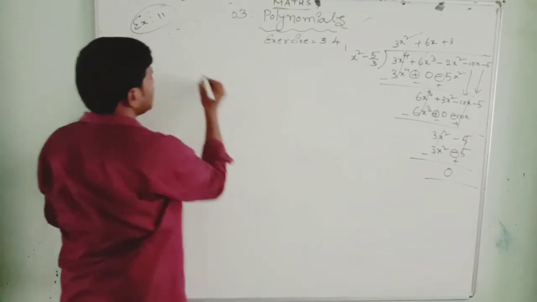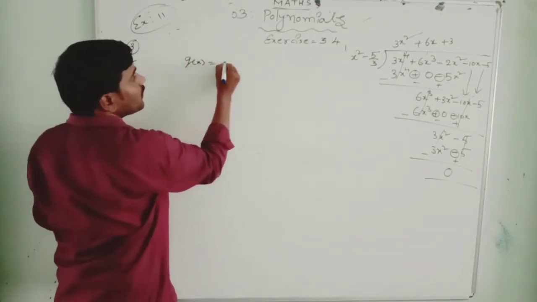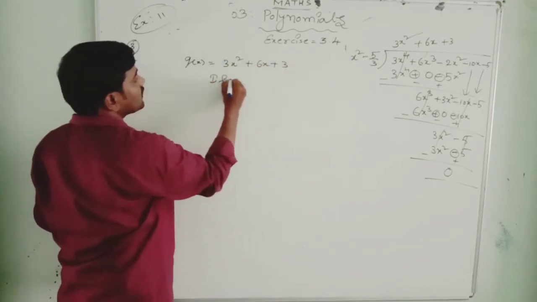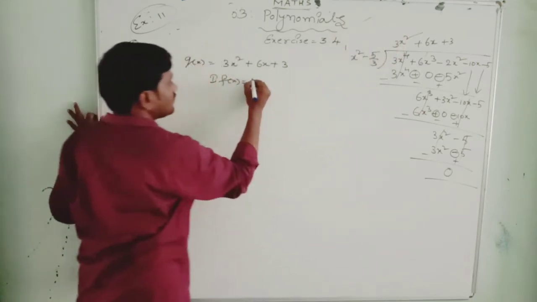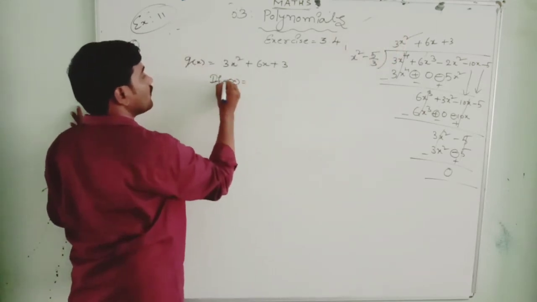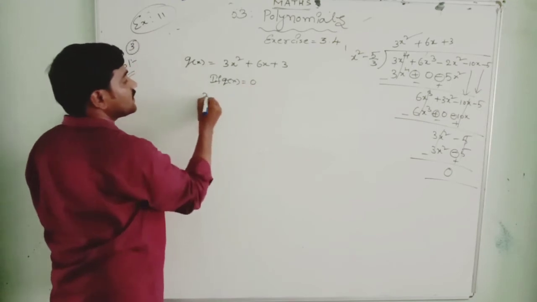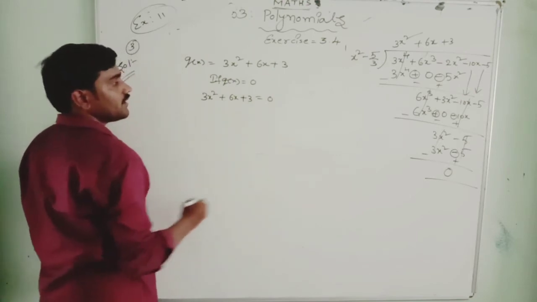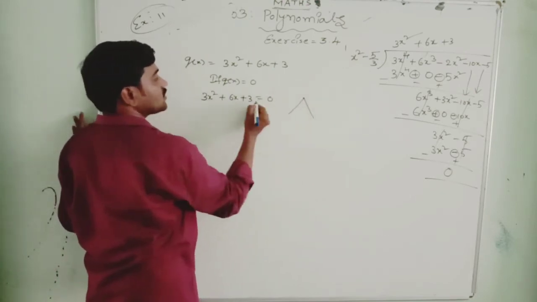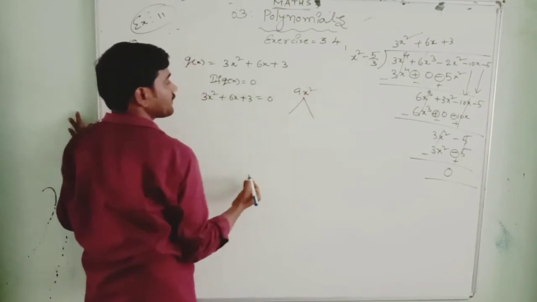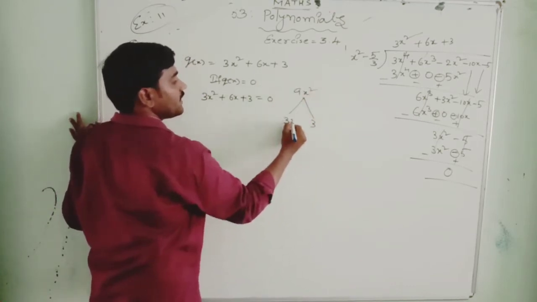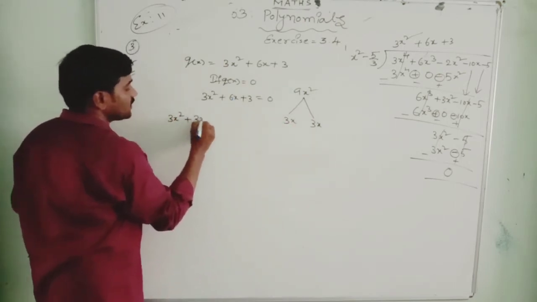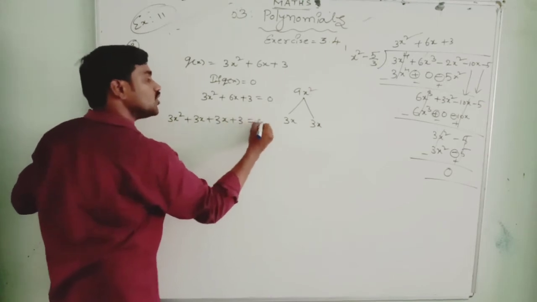Okay. The quotient q of x, what did we get? 3x square plus 6x plus 3. Why have I written q of x? It is the quotient. If q of x is equal to 0, then 3x square plus 6x plus 3 equal to 0. Now easily we can do it here. 3x square into 3, that is 9x square. Now 3 3s are 9, x into x square. 3x plus 3x is 6x. So 3x square plus 3x plus 3x plus 3 equal to 0.